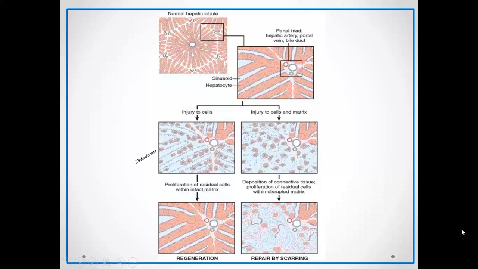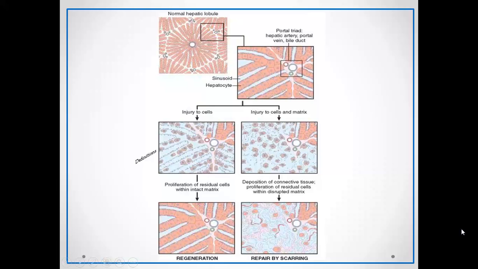Here, this is the normal hepatic lobule, and these are normal portal tracts. If we injure only the hepatocytes, without affecting what is in between, this blue color, which is the extracellular matrix, sinusoids and extracellular matrix, then regeneration will occur and restore the normal function.